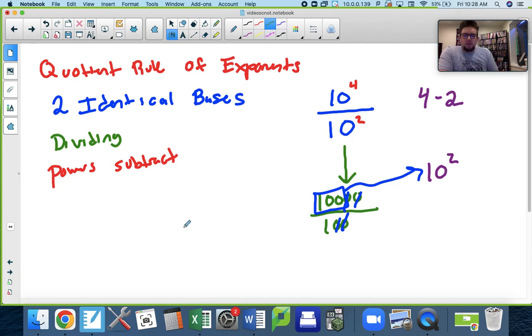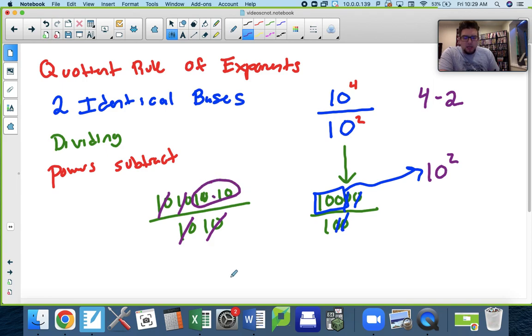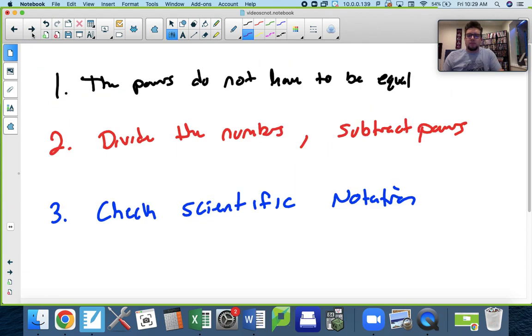Another way you can kind of visualize it is you've got 4 10s on the top. We've got 2 10s on the bottom. 10 divided by 10 goes away. 10 divided by 10 goes away. You're left with 10 times 10 on the top, which is once again 10 squared. So that is the same basic principle that happens within dividing scientific notation numbers.